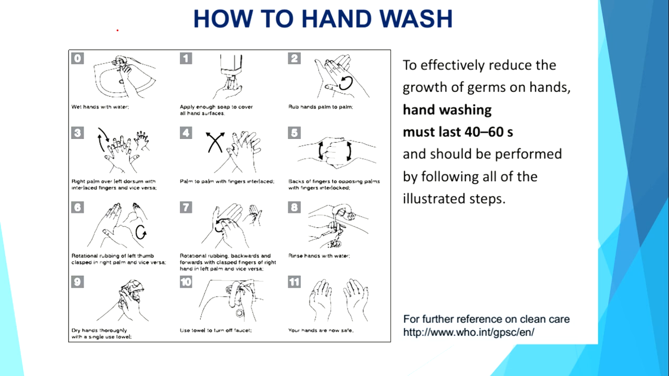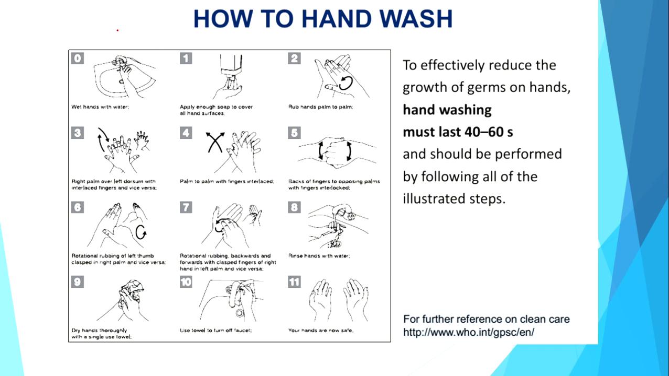How to wash our hands? First of all, we must wet hands with the water from the tips of our fingers to the elbows. Second, apply enough soap to cover all hand surfaces, on each hand like a spoonful. Rub hands palm to palm. You must understand that every movement here you must repeat at least 5 times. So, rub hands palm to palm.